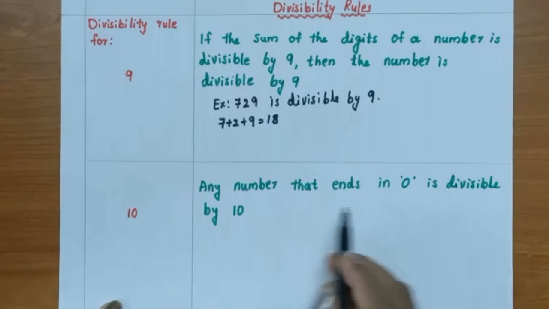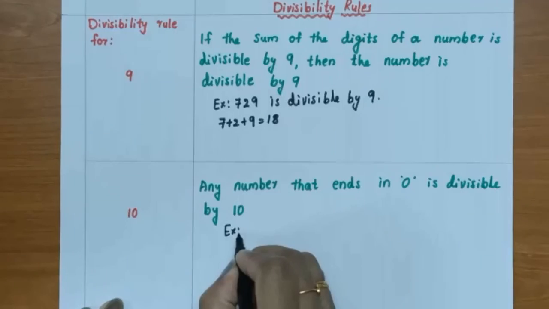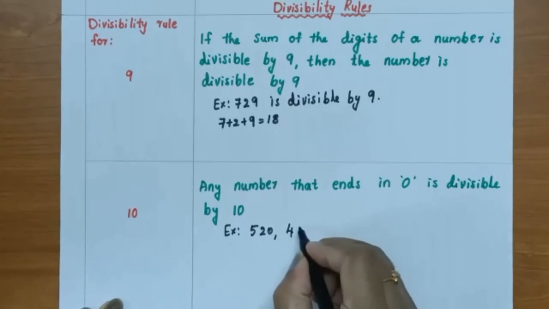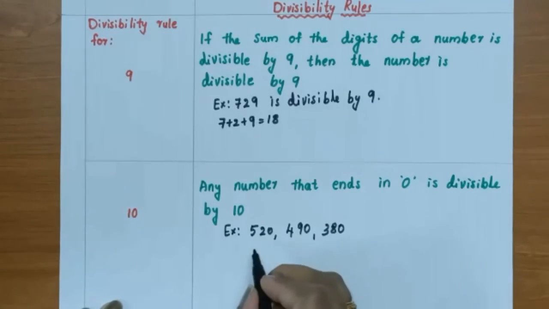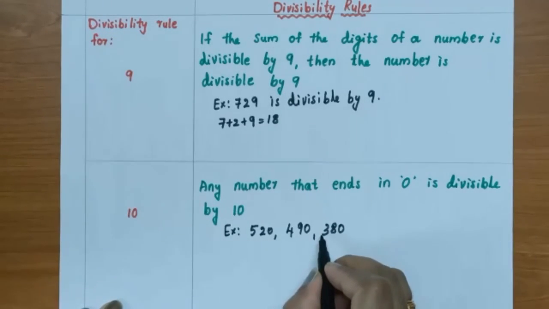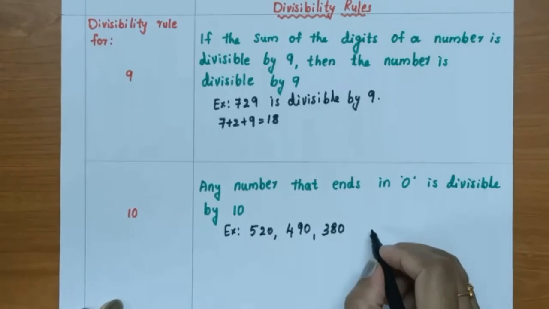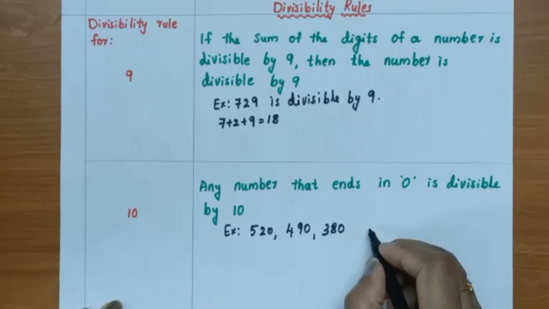Then divisibility rule for 10. Any number that ends in 0 is divisible by 10. Example, 520, 490, 380. When the last digit is 0, that number is divisible by 10. So that means all these numbers are divisible by 10.